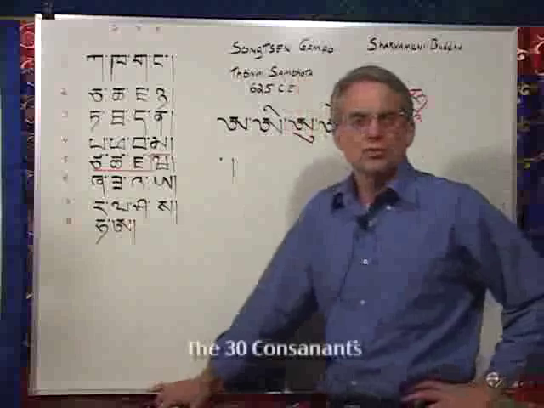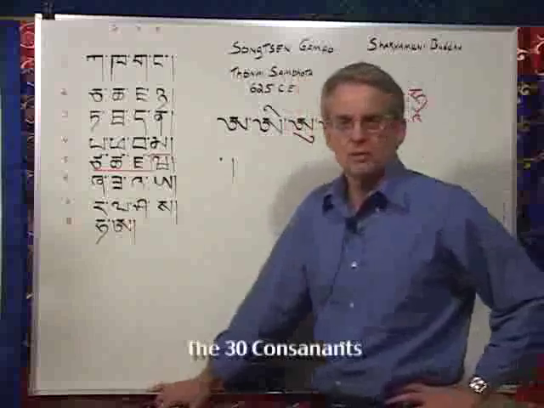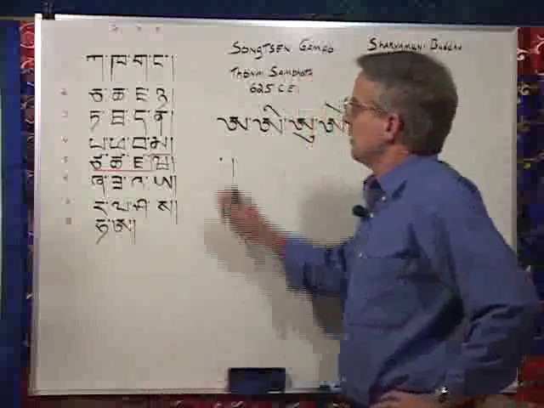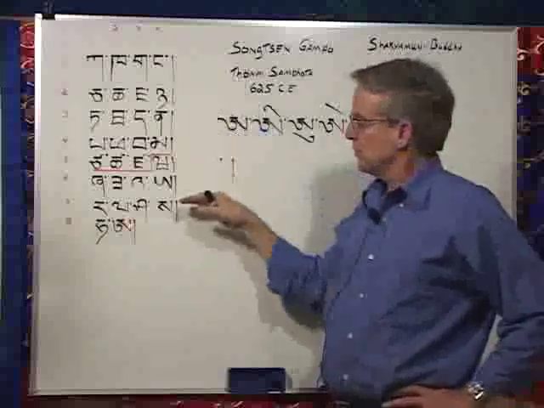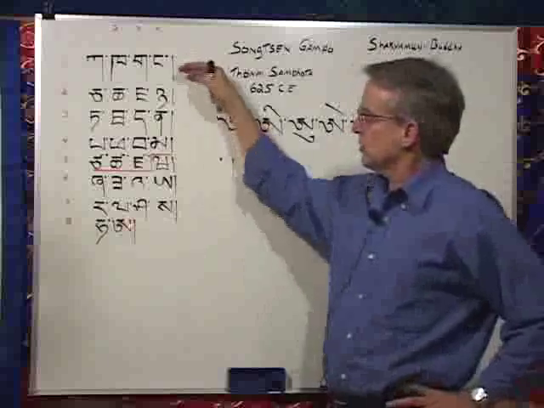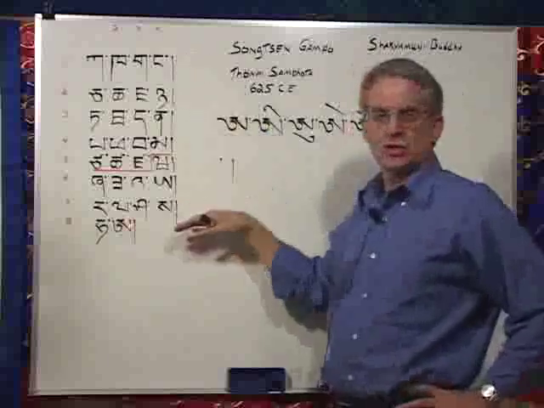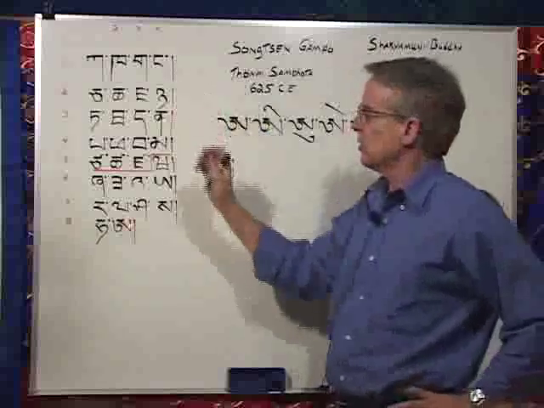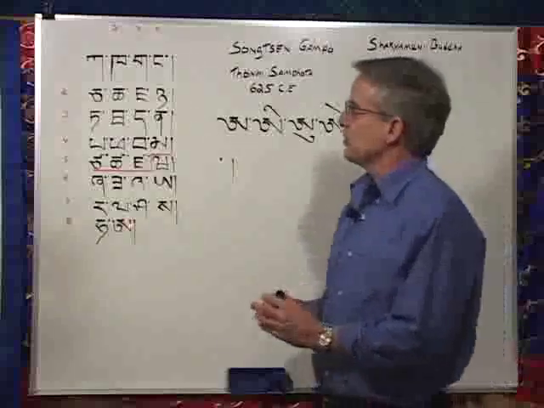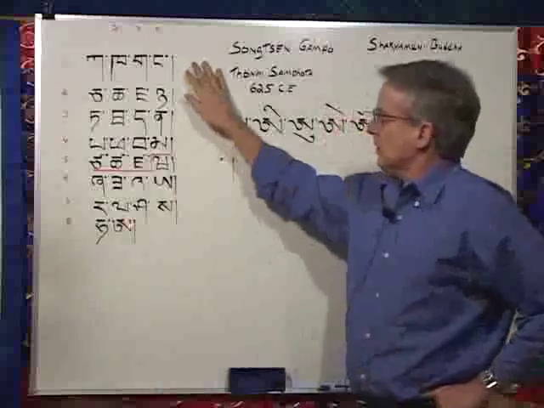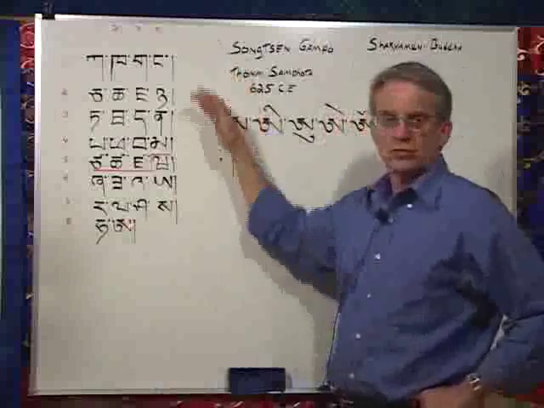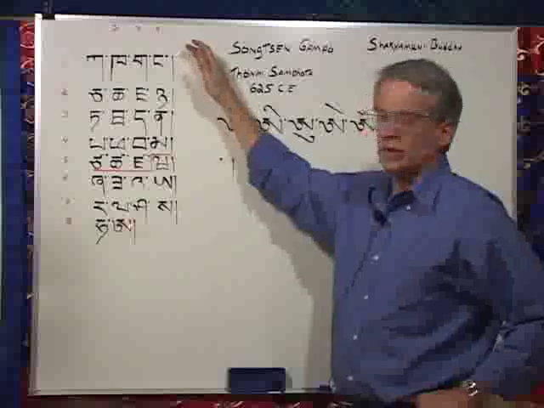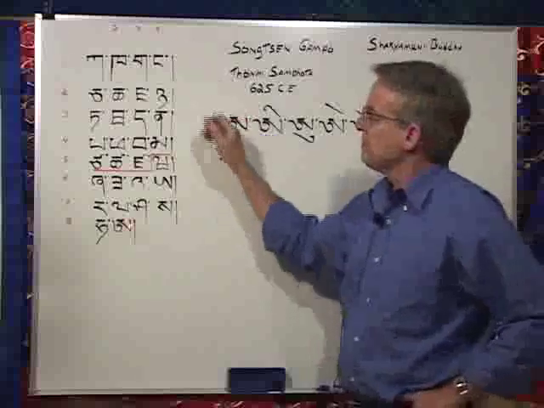I'm going to start with a presentation of the 30 consonants, the alphabet. The Tibetan alphabet is always taught in a manner like this, with the 30 consonants laid out in 8 rows and 4 columns. The reason for this is that Tibetan, similar to Sanskrit, has groups of sounds that are quite similar, that share characteristics in common.